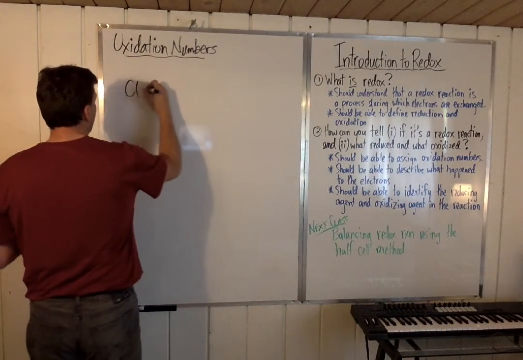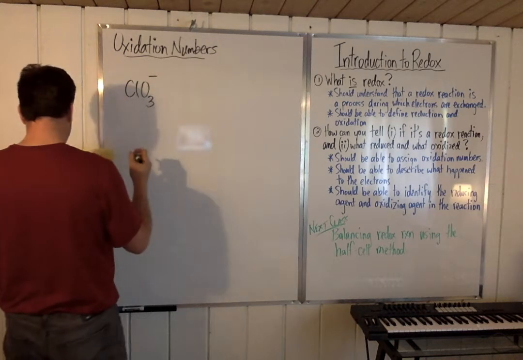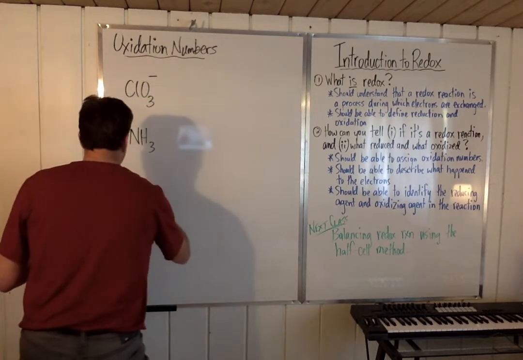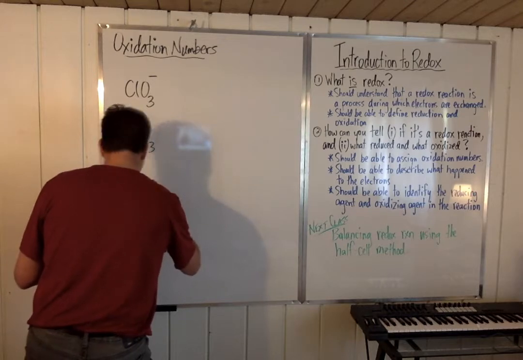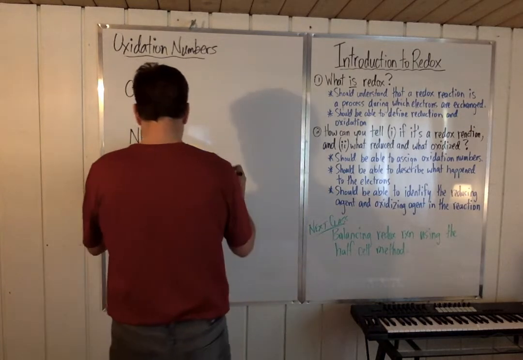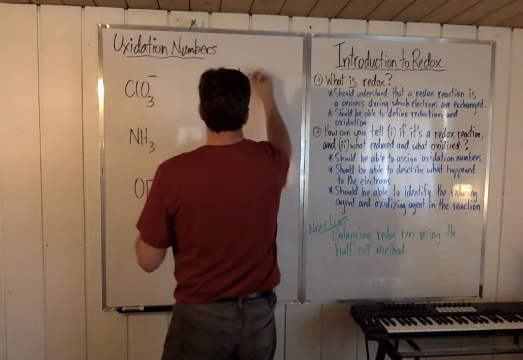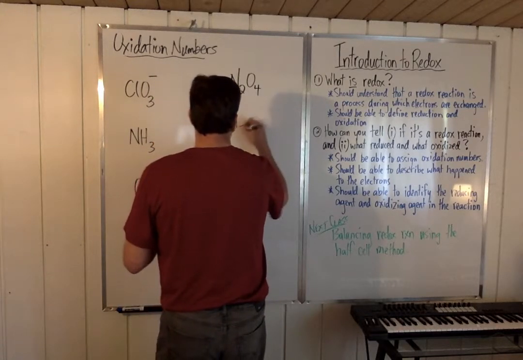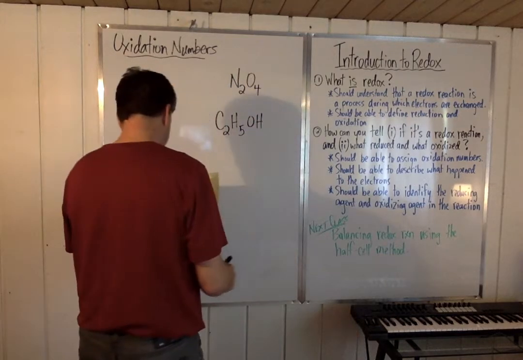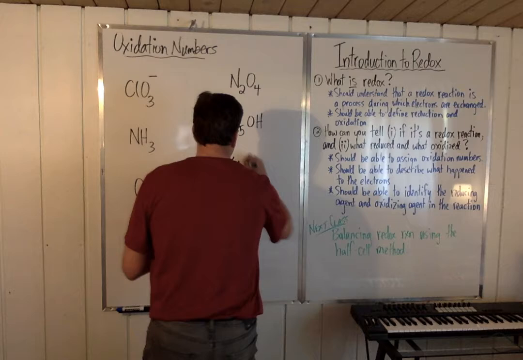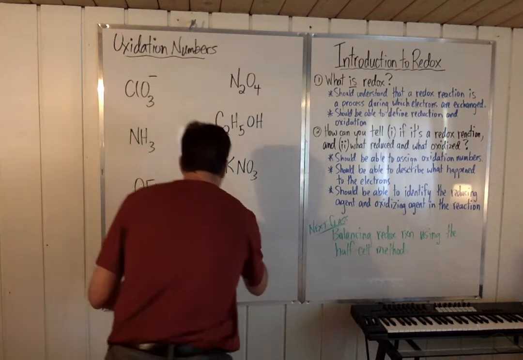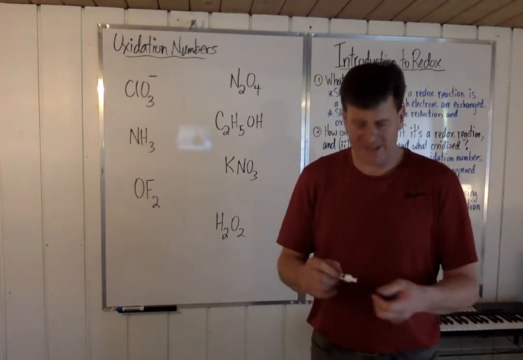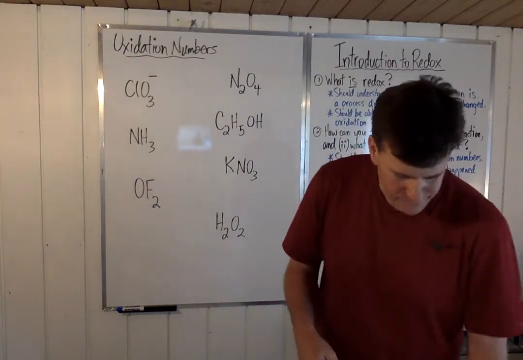So I've got ClO3 negative, NH3, OF2, N2O4, C2H5OH, KNO3, and H2O2.